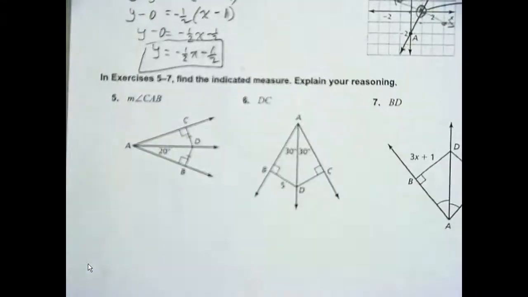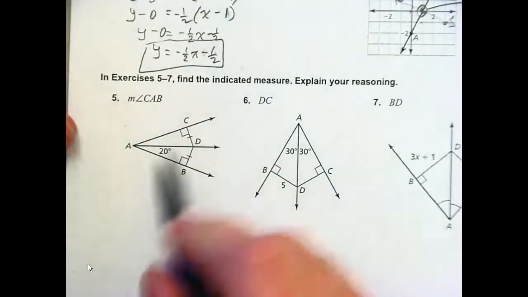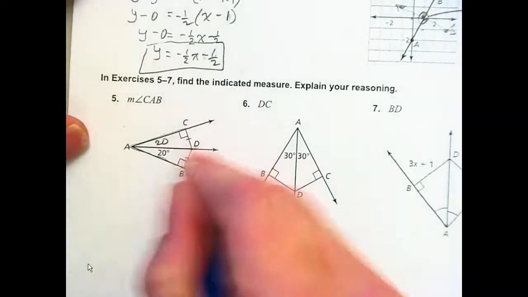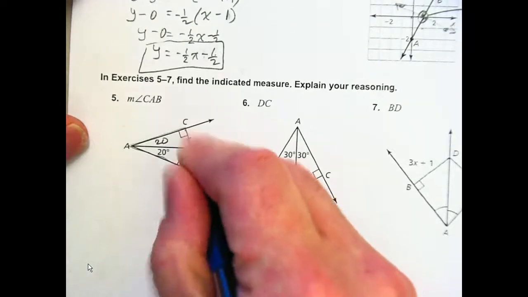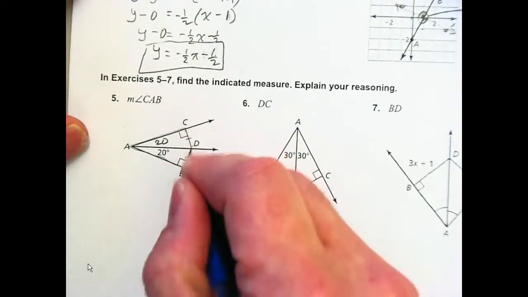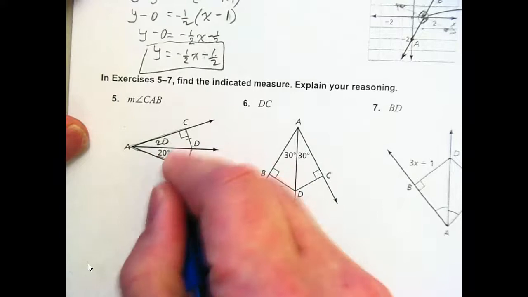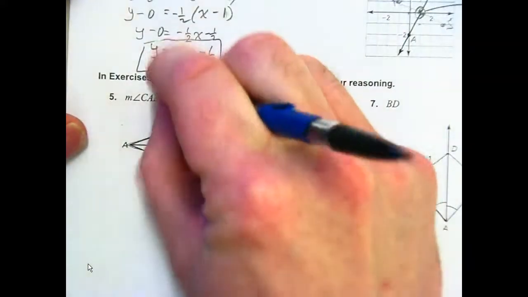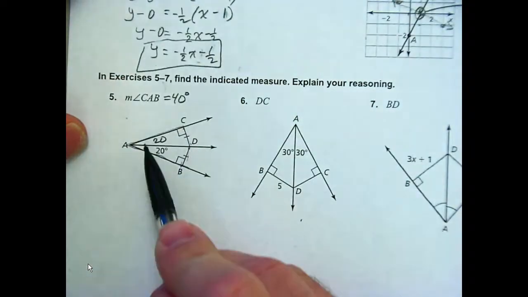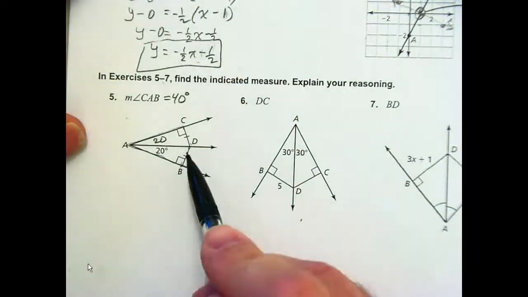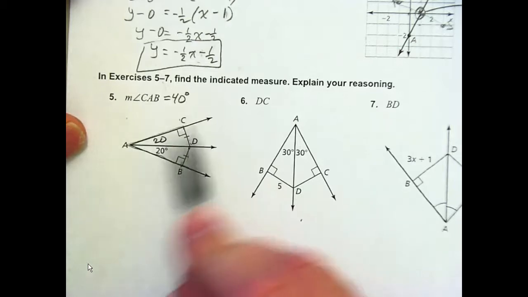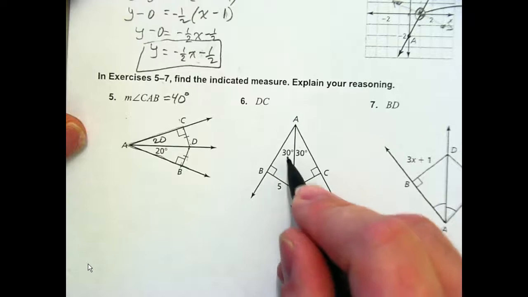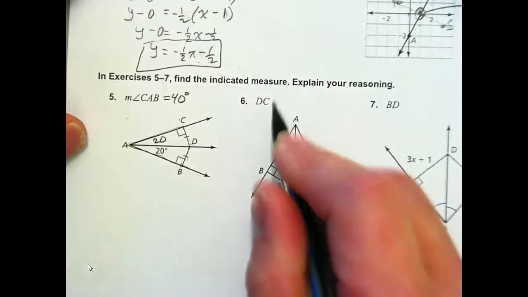Hey guys, really quick on these. Number 5, what's CAB? Yeah, it's 40. This is 20 because it's on the angle bisector. So these are equidistant. Therefore, this is an angle bisector, meaning that is 40 degrees. So your explanation would be talking about point D being on the angle bisector because it's equidistant away from the two legs of the angle. What's DC? 5. Since it's an angle bisector, that is 5.